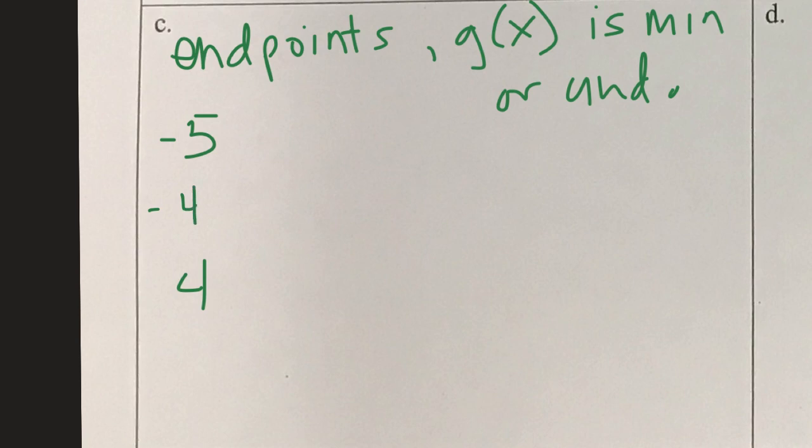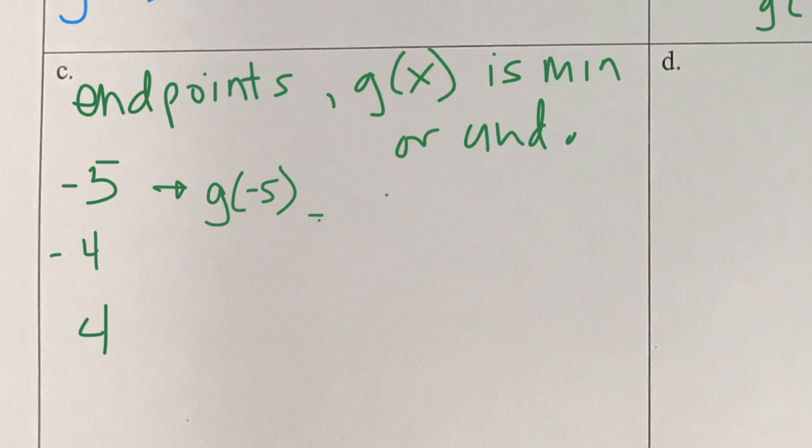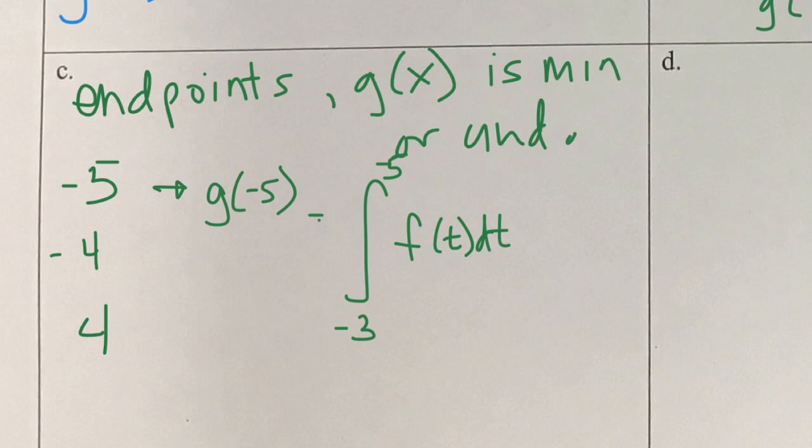Okay? So remember, we're looking at the g function, so we need to evaluate g of negative 5. G of negative 5, okay? And how in the world do we do that? Well, it tells us at the beginning how to evaluate g, doesn't it? So g of negative 5 is the integral from negative 3 to negative 5 of your function, right? Negative 3 to negative 5.